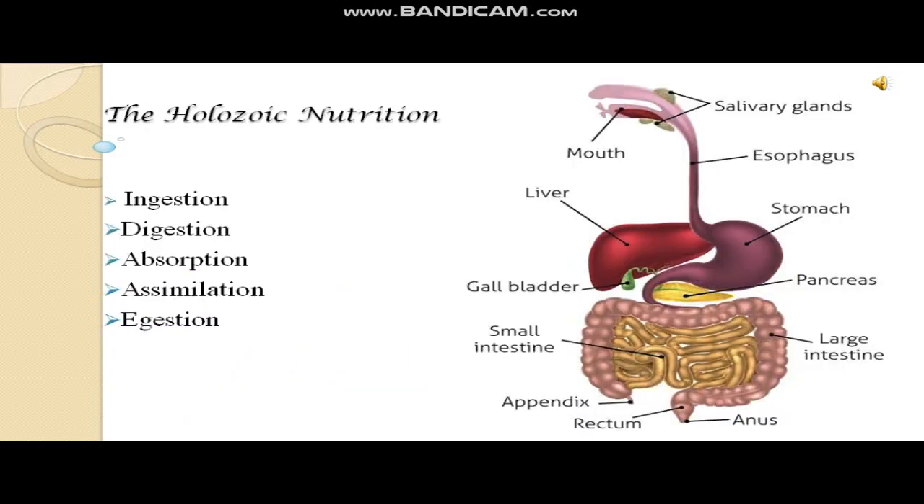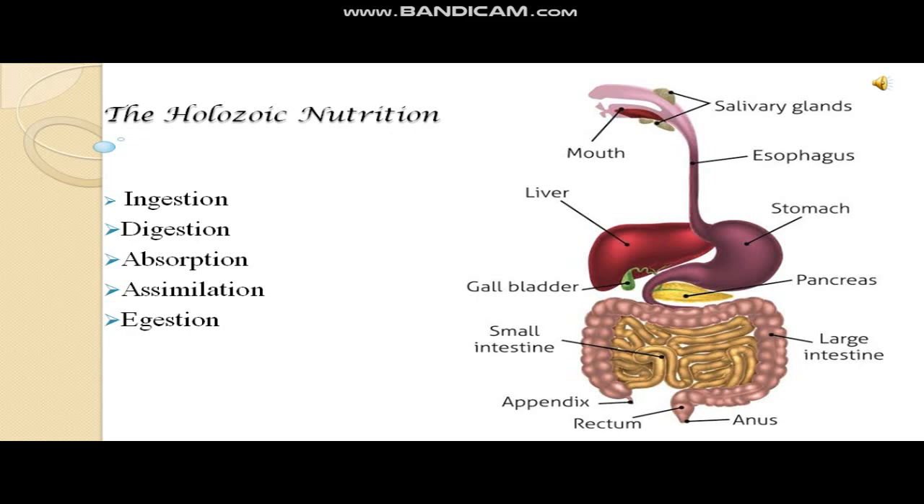Men follows holozoic nutrition. It is taking in of complex non-diffusible food which is broken down into small diffusible molecules which are absorbed and assimilated in the body. It involves the following processes. Number 1, ingestion. Number 2, digestion. Number 3, absorption. Number 4, assimilation. Number 5, egestion. Now I will define these terms one by one.